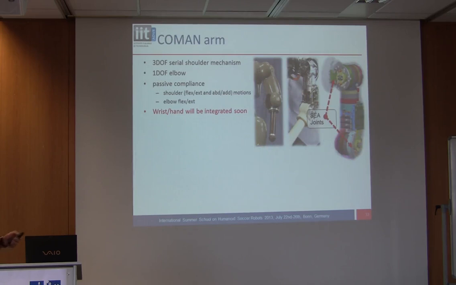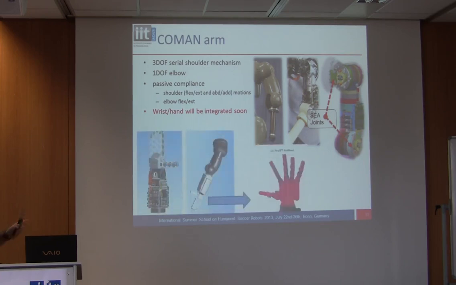The arm currently has only four degrees of freedom. We have a series elastic actuator at the shoulder, and 2 degrees of freedom at the elbow. We are designing a wrist and hand that will be integrated soon. Here you can see the forearm.